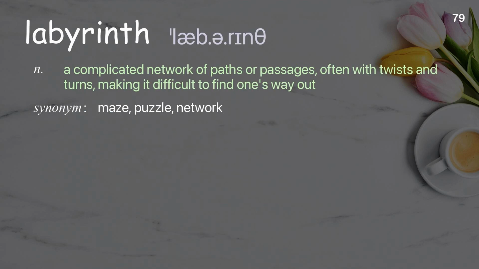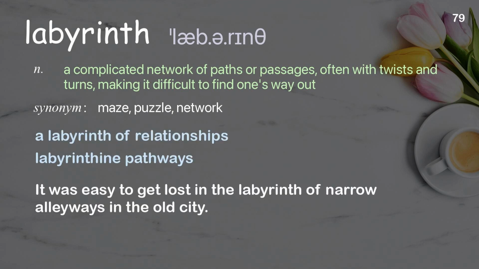Labyrinth. A complicated network of paths or passages, often with twists and turns, making it difficult to find one's way out. Examples: A labyrinth of relationships. Labyrinthine pathways. It was easy to get lost in the labyrinth of narrow alleyways in the old city.